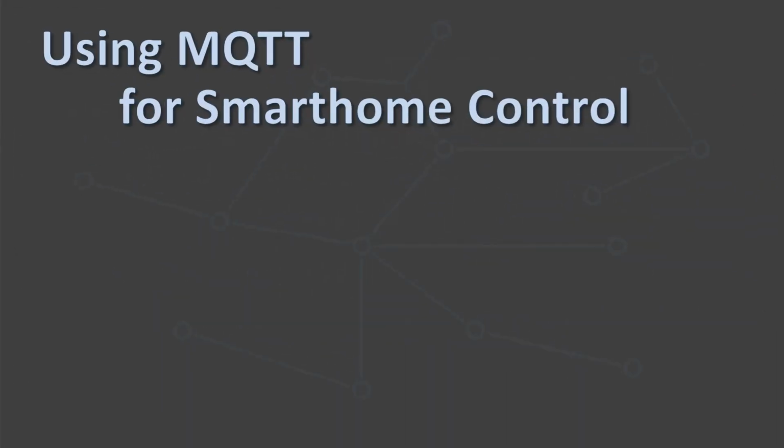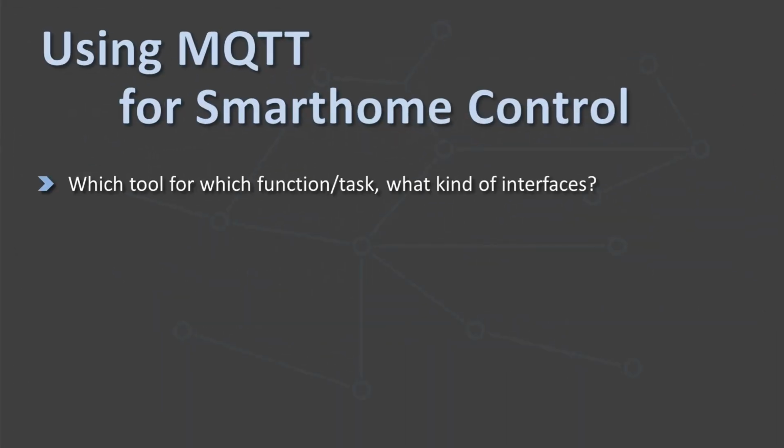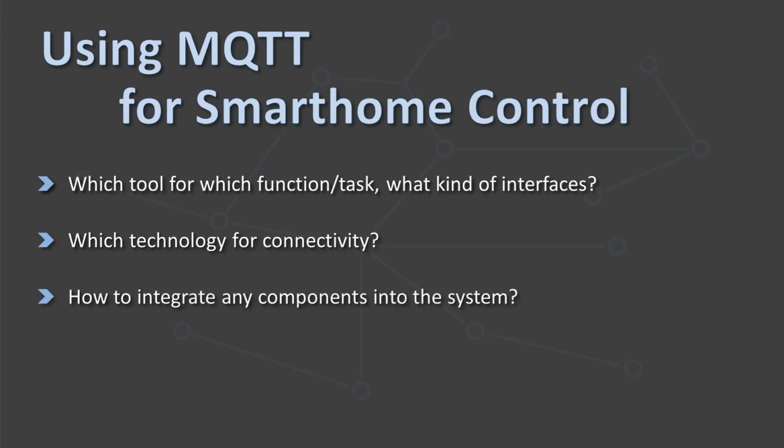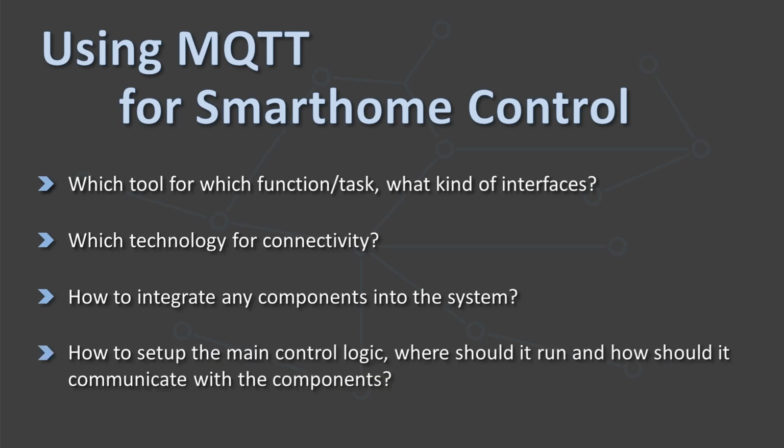In order to decide which tool we should use for which function or task, we must not only learn the functions of that tool, but more importantly need to understand its interfaces. I mean tools like Home Assistant, Node-RED, ioBroker and so on. Which technology should we use for the connectivity, like Wi-Fi or Zigbee? How to integrate any peripheral components into the system and how to distribute the signals and commands. How to set up the main control logic, where should it run and how should it communicate with the components.